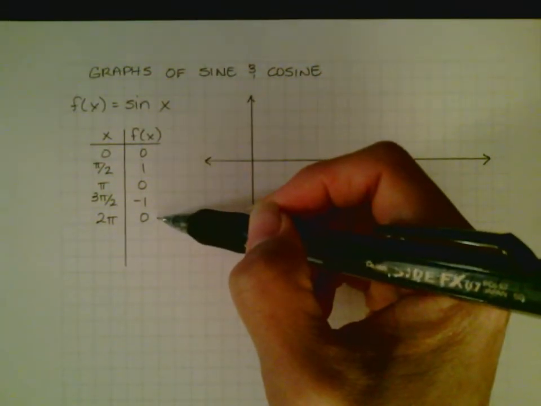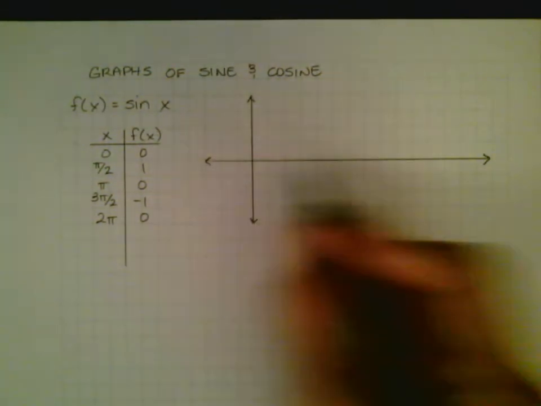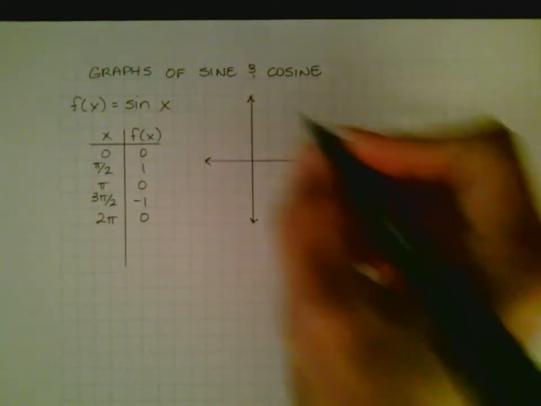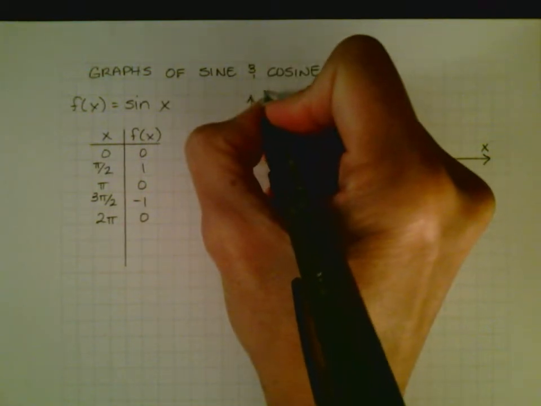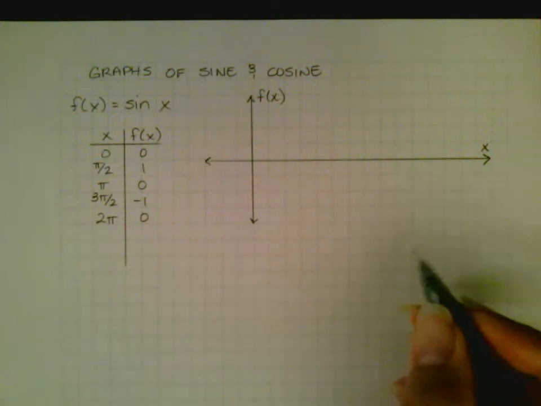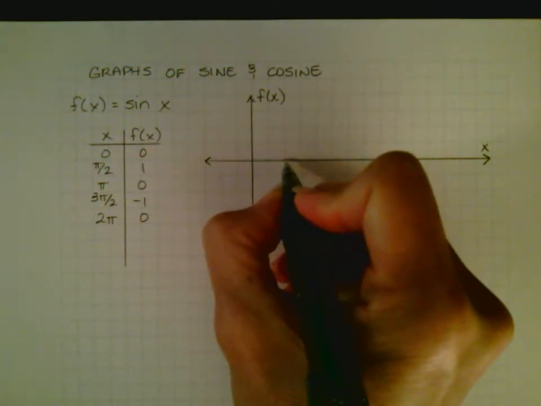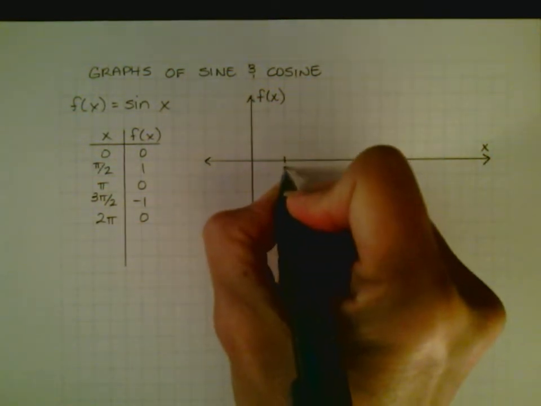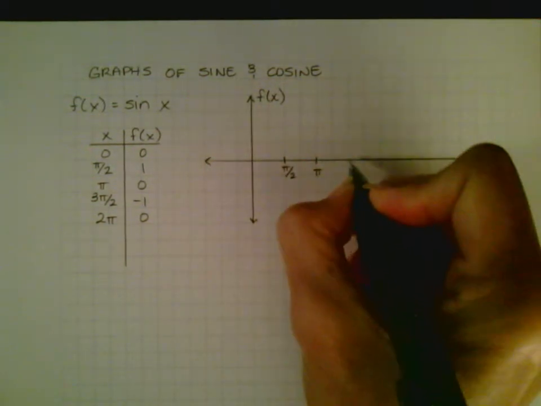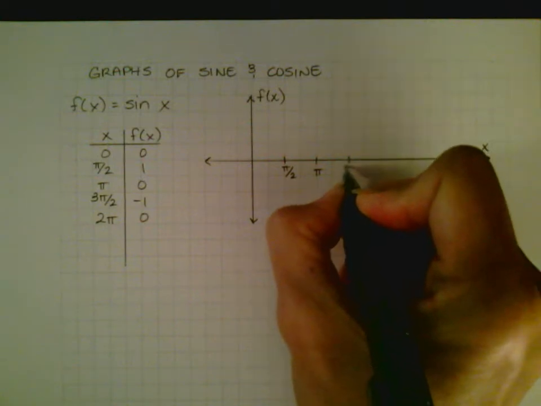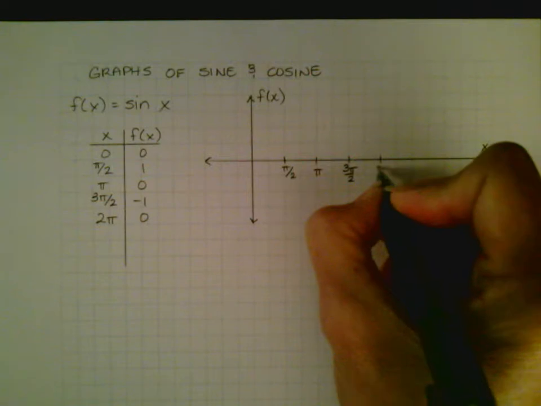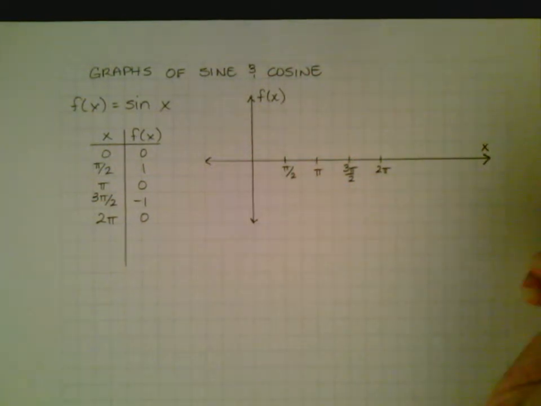So we're going to plot these points. We're going to let this be our x-axis, which represents our theta, our angles. And then this is going to be our f of x axis, which are the y values for sine. I'm going to use 2 blocks to represent every pi over 2. So we incrementally go up by pi over 2 until we reach 2 pi, and of course, these go on forever.